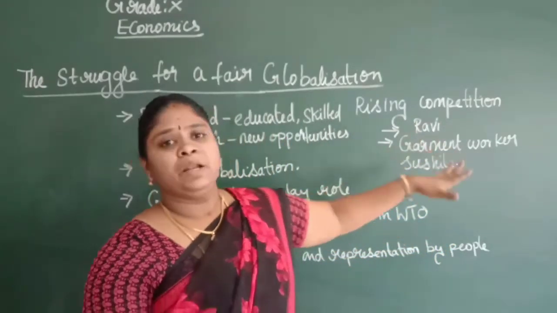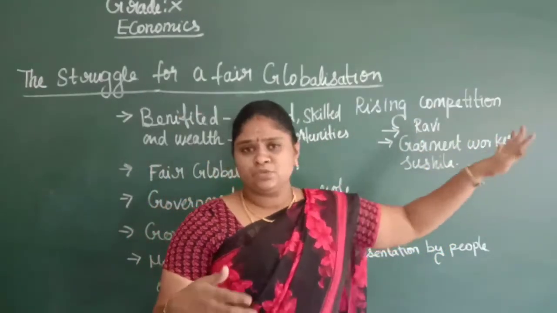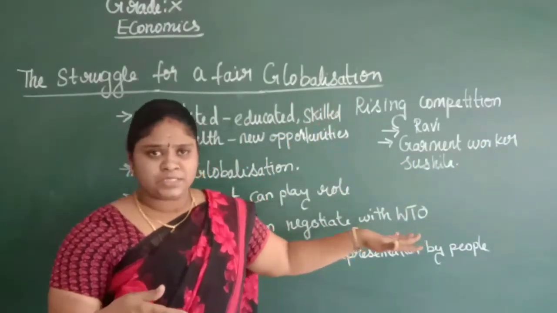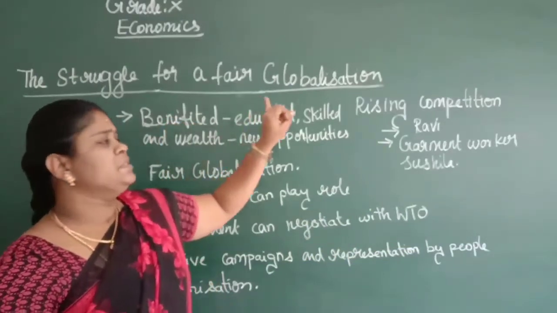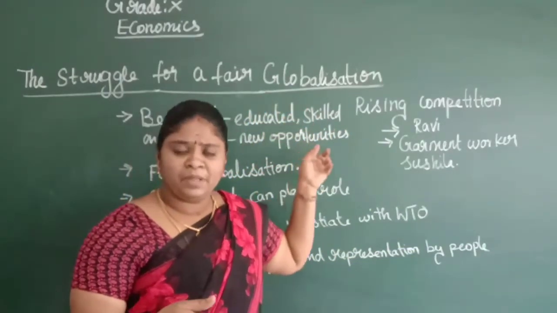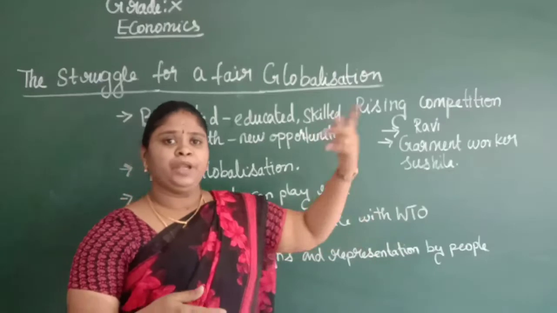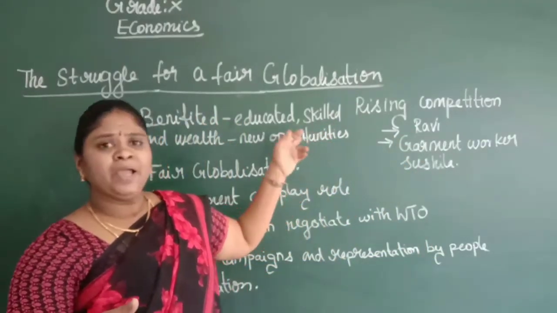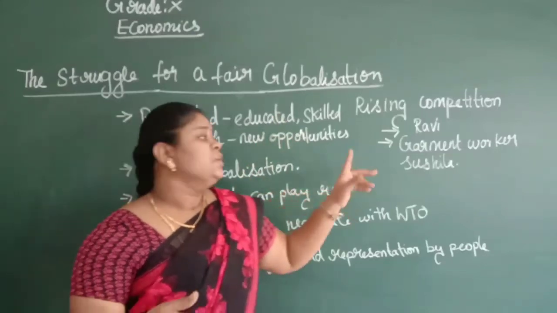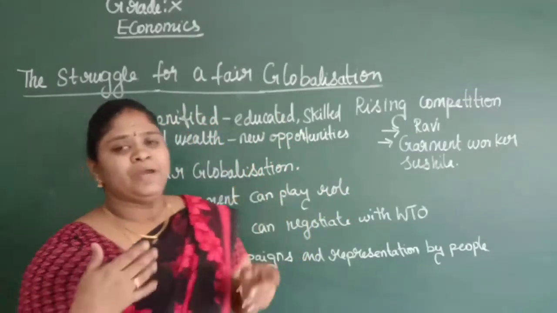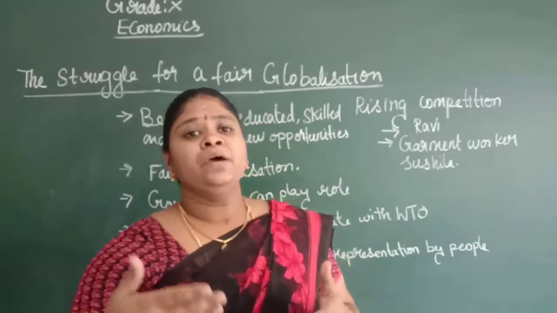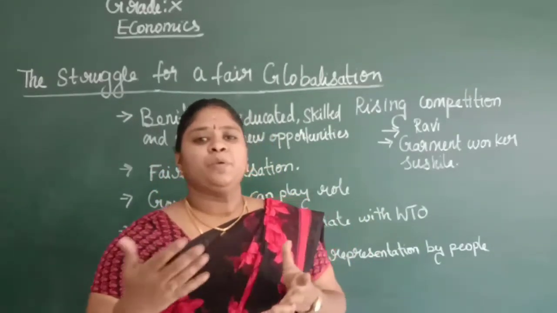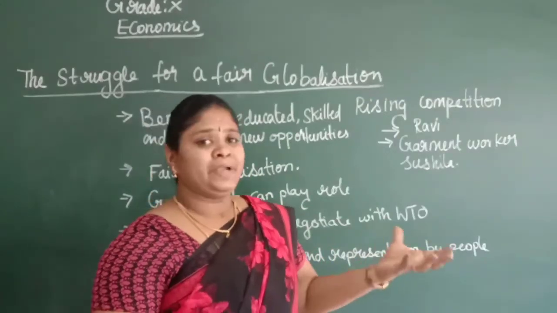So what can be done in order to stop this? That is what we are seeing. You see, the people who benefited in this were the educated people, skilled people, as well as wealthy people who got a new opportunity to enter the international market. Only they were the beneficiaries, but the remaining were the strugglers, right? So, fair globalization. Fair globalization means it should provide opportunity for everyone, and when globalization provides opportunity, it should be shared in a better manner.